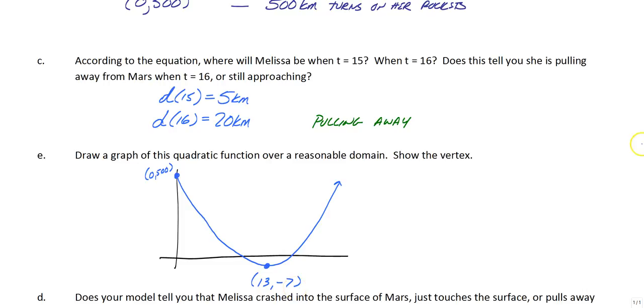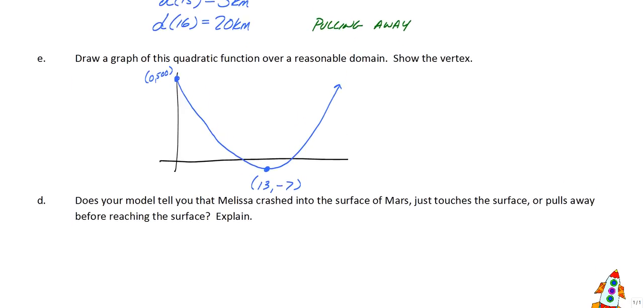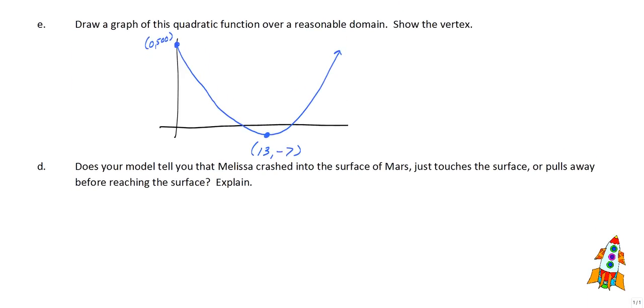So, the issue with that is -7 means 7 kilometers into Mars. Does it tell us she crashes or just skims the surface or she pulls away? Unfortunately, she crashes. And she crashed with such a terrible velocity that, if there was no friction, of course, she'd be 7 kilometers into Mars. So, unfortunately, Melissa crashes.